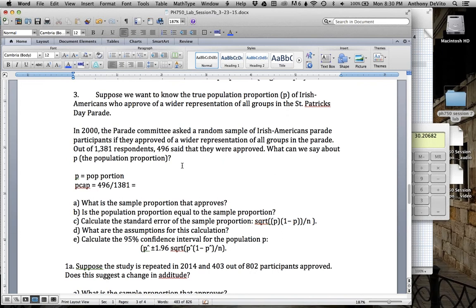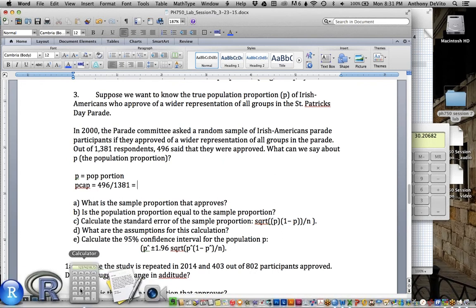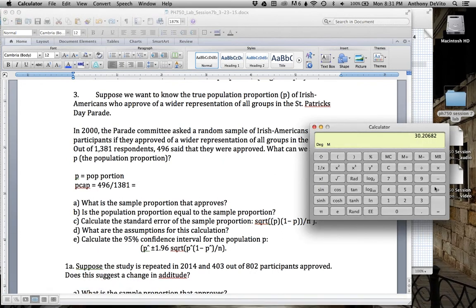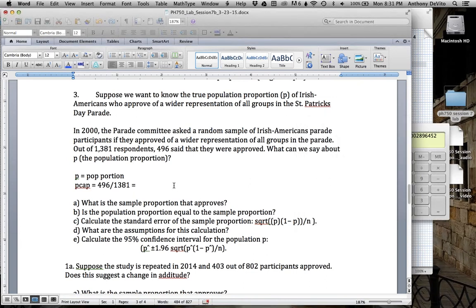Okay, and so P cap is equal to, let's get this, 496 divided by 1381, okay, is 0.359.